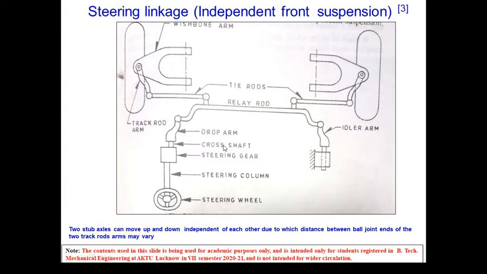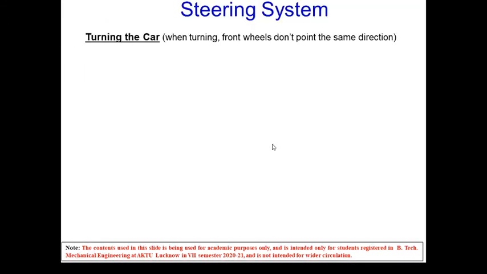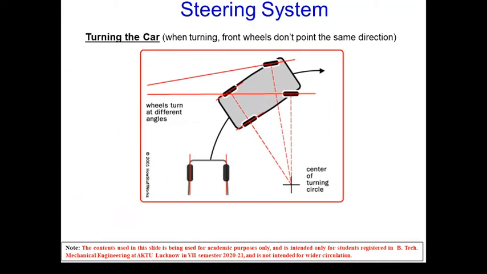The remaining elements are similar to what we have discussed before. Coming to the steering system, while turning the car, the front wheels don't point in the same direction because they are at different angles. To ensure that, while turning a car, we must see that the rotatory motion, or rolling velocity, is along the axis of the tire, and the translational velocity may be different.